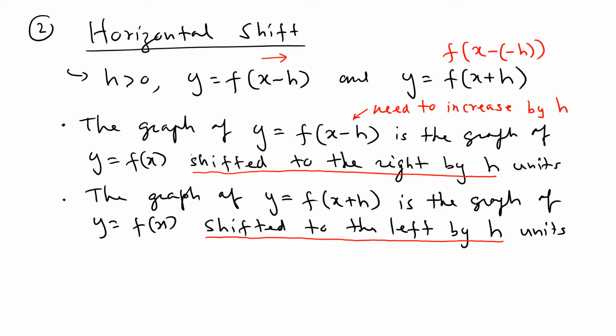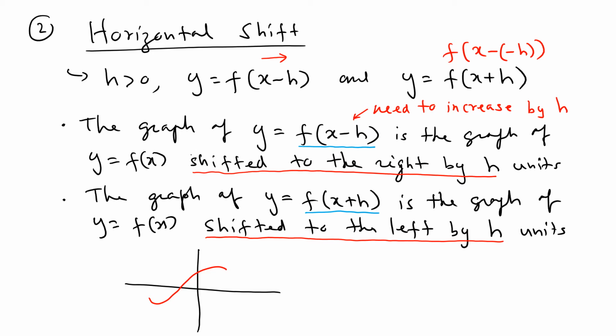Okay, so that's what you'll remember. If it's a minus h, you move to the right. If it's plus h, you move to the left. So let's look at a graph and see how it looks in these two cases. Let's say we have these two graphs. That is one graph, and this is the minus h case.